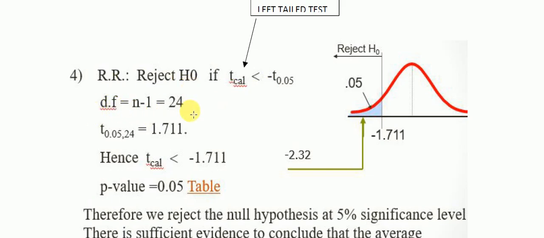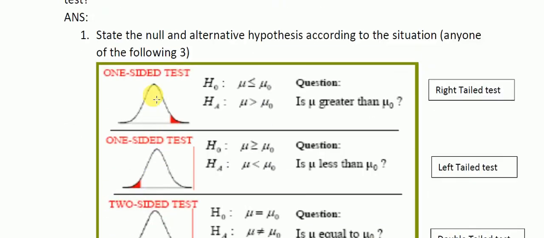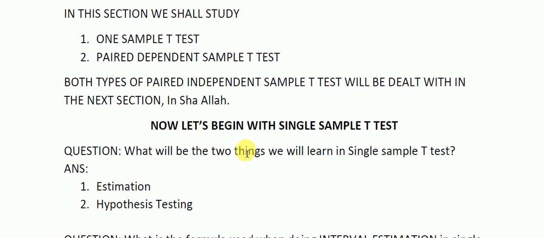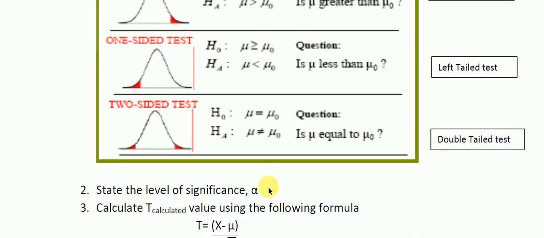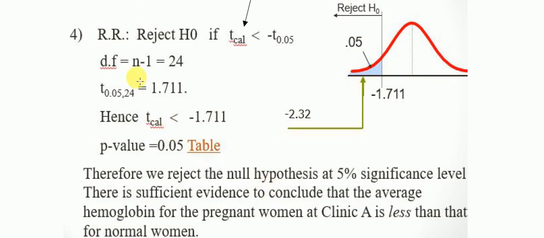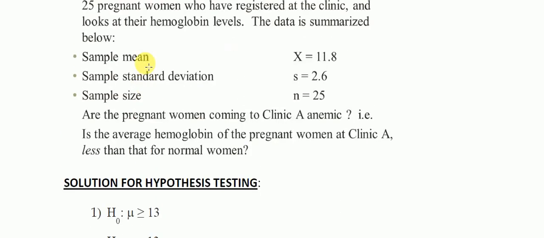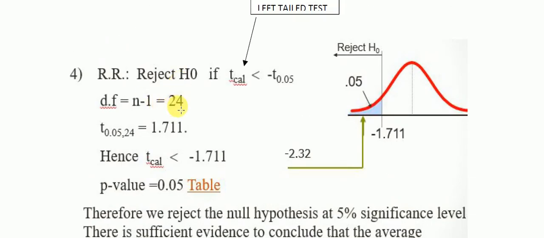There is a specific formula for calculating degrees of freedom, and this formula is specific for a single sample t-test. This formula is given over here. Degrees of freedom is equal to n minus 1, where n is the sample size. The sample size n in this case was 25. So 25 minus 1 is 24. So we have the degrees of freedom 24.